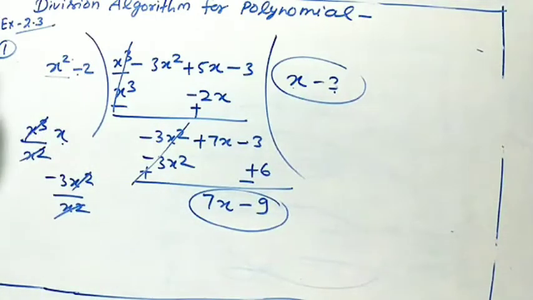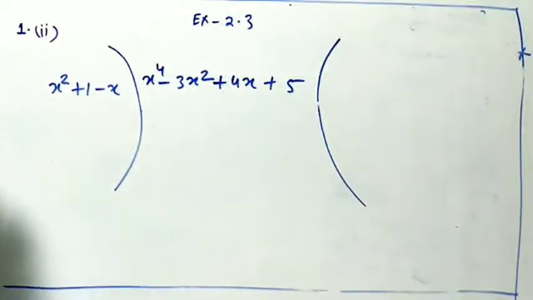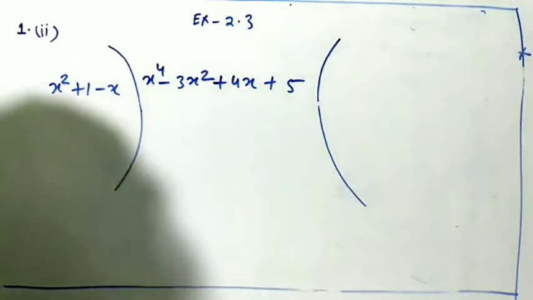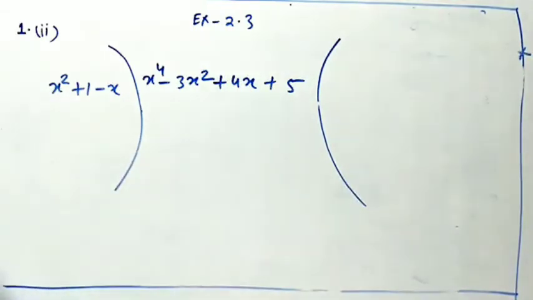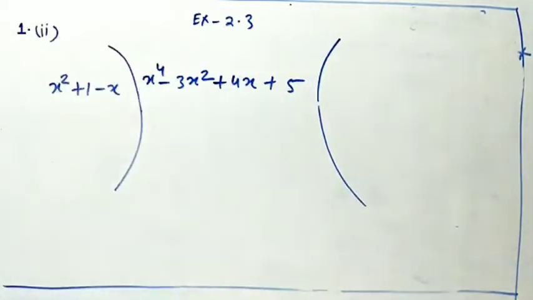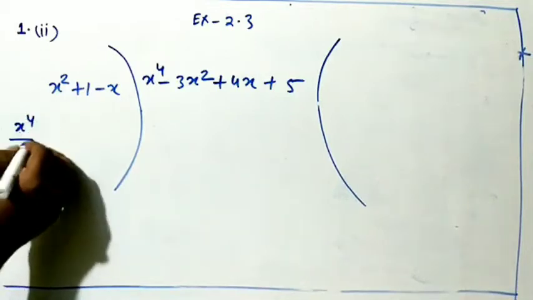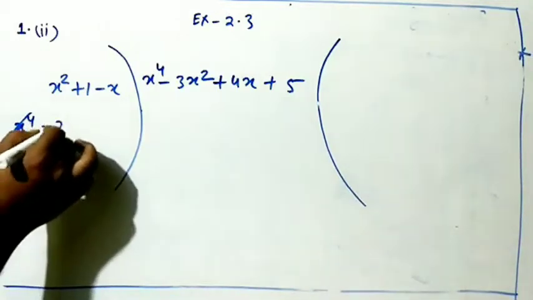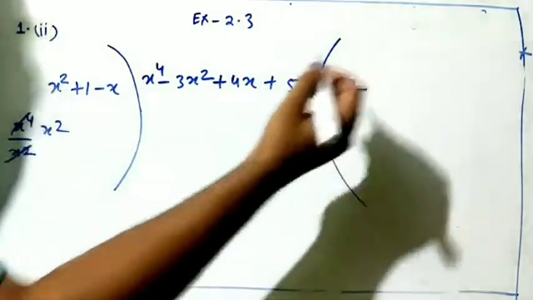Now come to the next topic. So the next question is exercise 2.3, question number 1. The dividend is x to the power 4 minus 3x square plus 4x plus 5. And the divisor is x square plus 1 minus x. So for the first term of the quotient, we have to divide the highest degree term of the dividend by the highest degree term of the divisor. x to the power 4 upon x square. It will be cancelled by x square. So write down x square here.